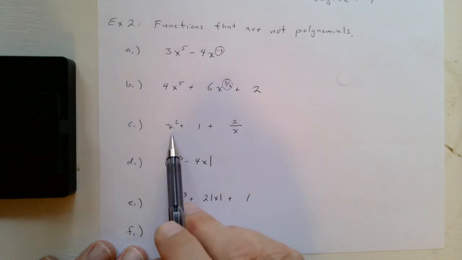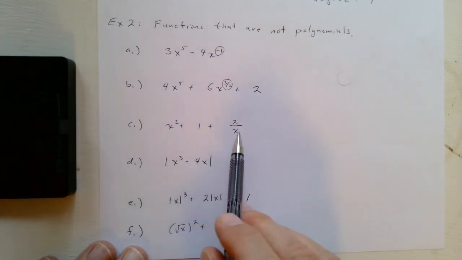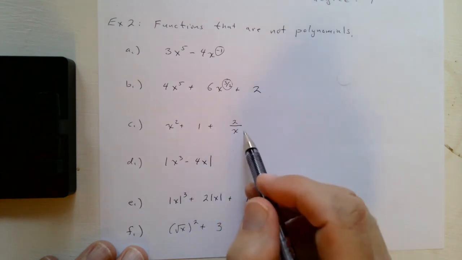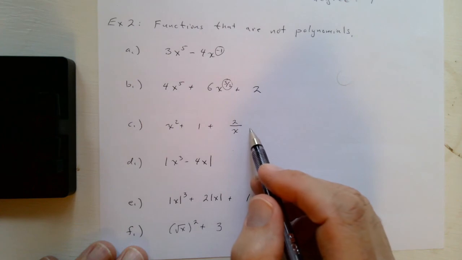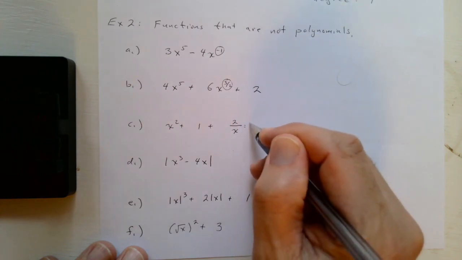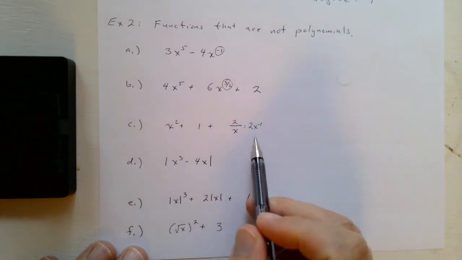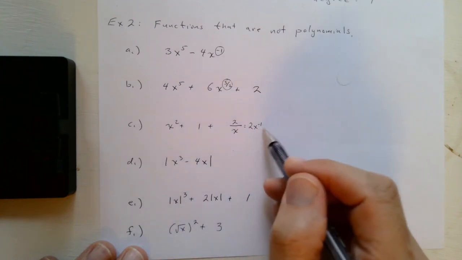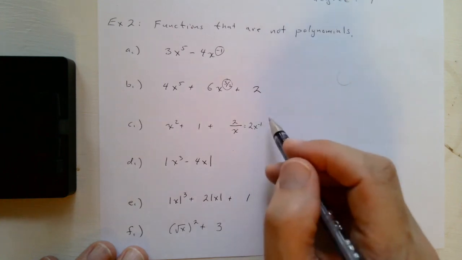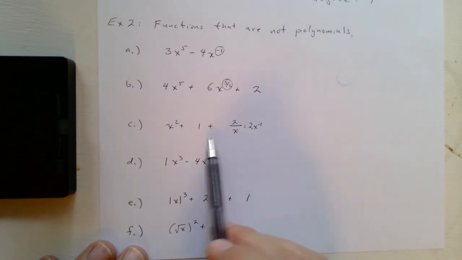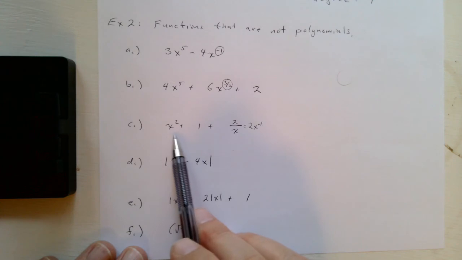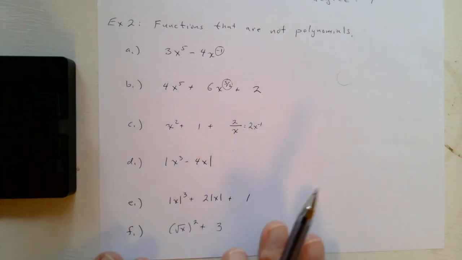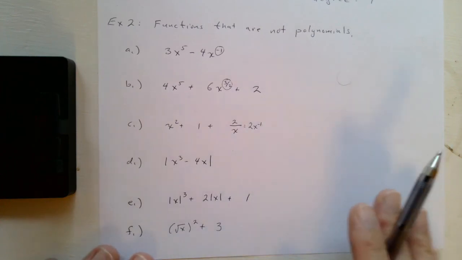Here we can see that as soon as we see 2 over x, that's going to be the same thing as 2x to the minus 1. So the function is really x squared plus 1 plus 2x to the -1. So this is not a polynomial. You can also see that you can't plug 0 into this function, right? So the domain wouldn't be all real numbers. So that's why this is not a polynomial.